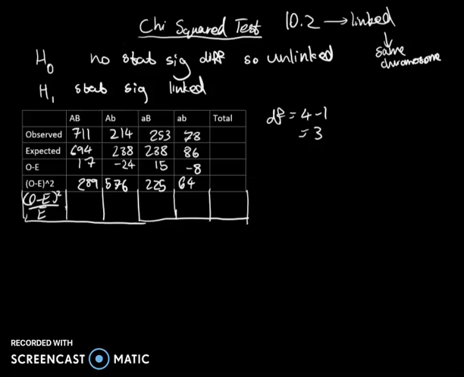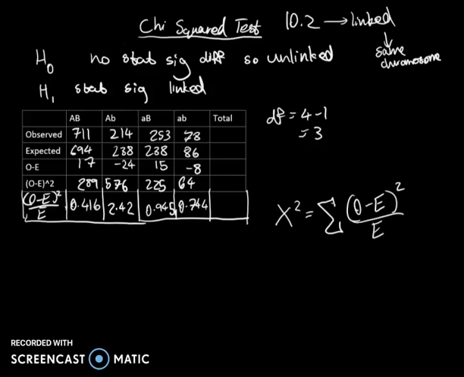Next, we have to calculate another value where we divide this O minus E squared value by the expected values. So I'm going to do that and I'll cut back to when I'm done. Now here I've inserted each of these values: the O minus E squared value divided by the expected value for big A big B, big A little b, little a big B, and little a little b. The actual formula for chi-squared is sigma of O minus E squared over E.